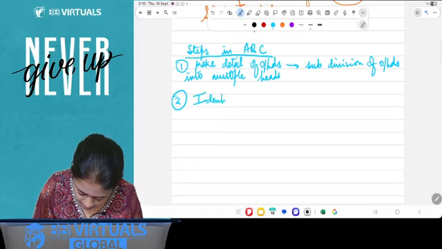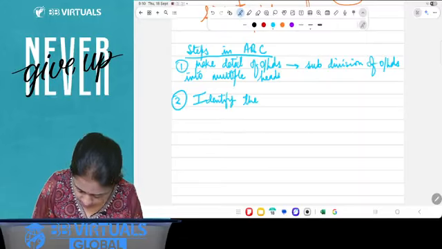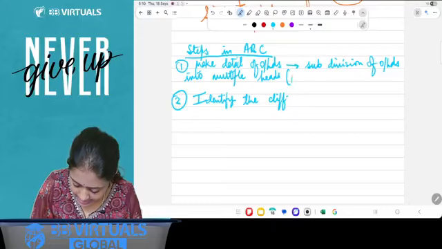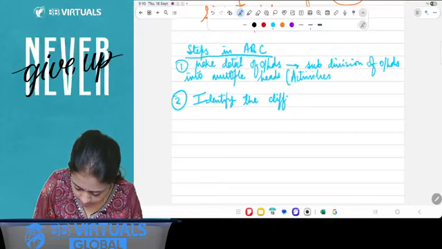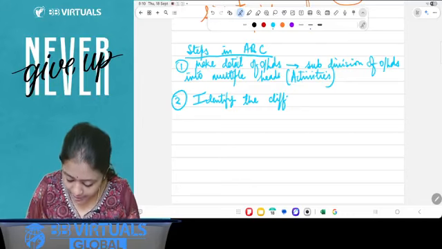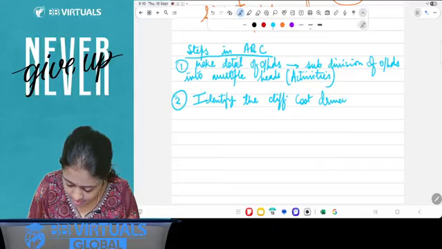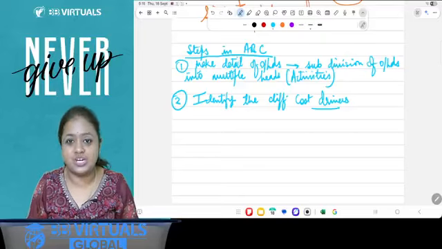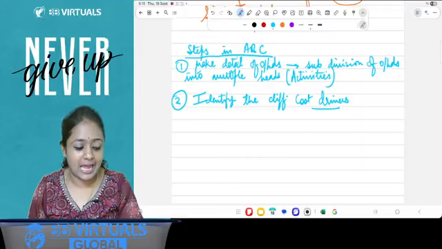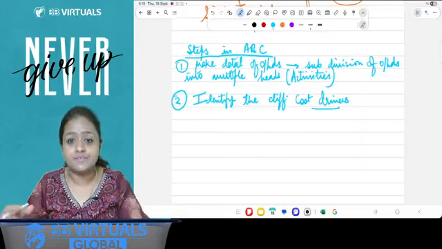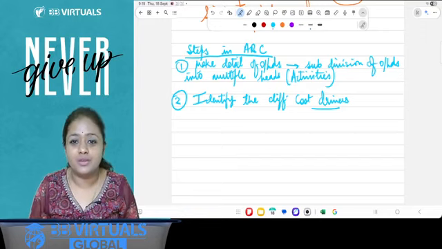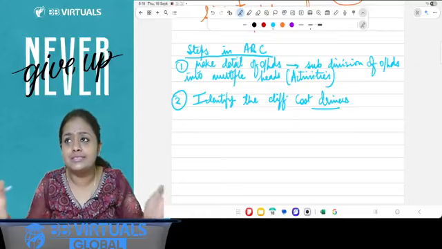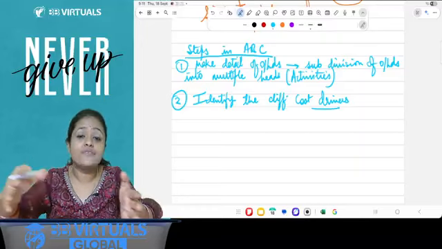Second, identify the different cost drivers, which we also call activities. Now you will say, ma'am, we know cab drivers, but we don't know what a cost driver is. What does a cab driver do? A cab driver drives your cab, right? And what is the cost driver doing? He's driving your cost. So those factors that drive the cost are the cost drivers.